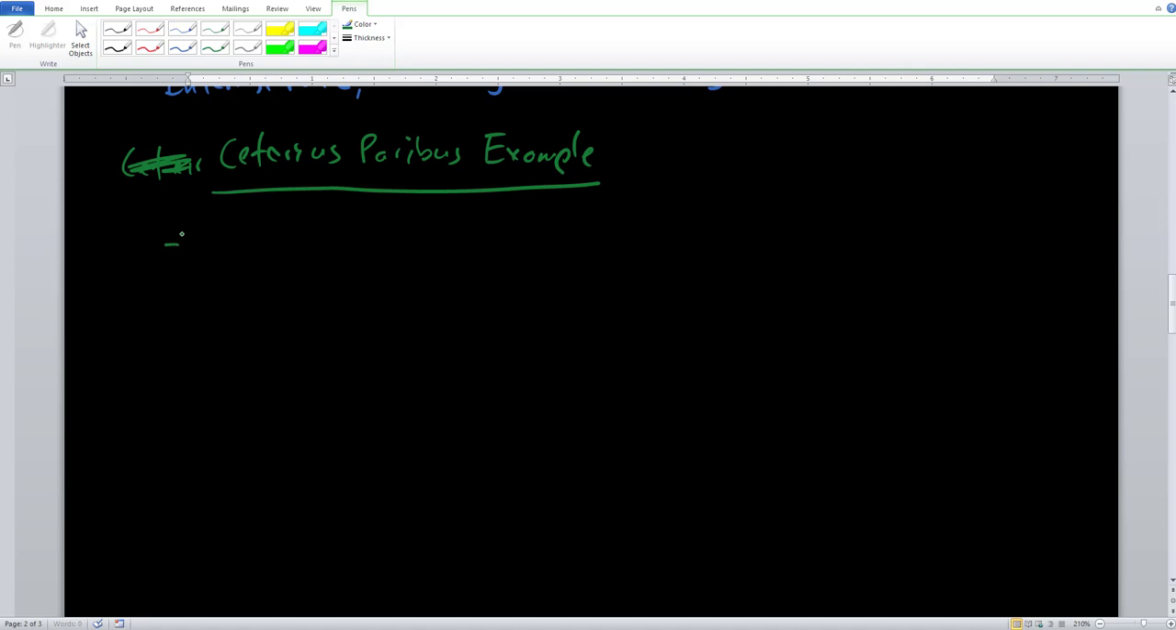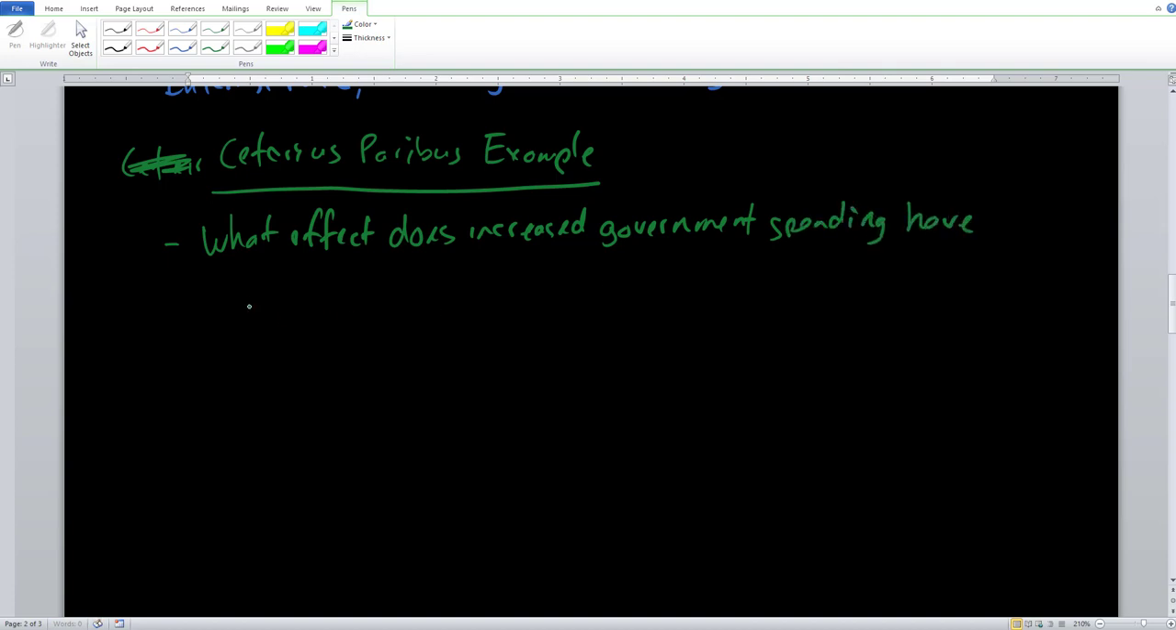And the question that you saw on that slide is, what effect does increased government spending have on economic growth?